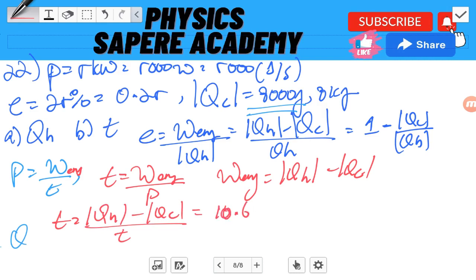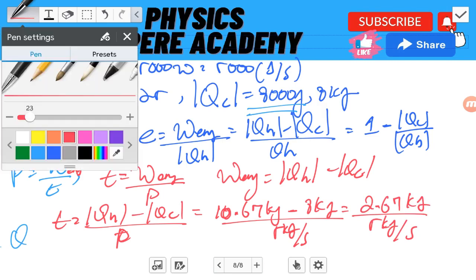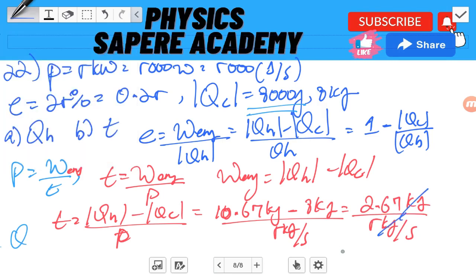QH is 10.67 kilojoules minus 8 kilojoules, over the power, 5 kilowatts, which is joules per second, so 5 kilojoules per second. So this is equal to 2.67 kilojoules over 5 kilojoules per second. So by dimensional analysis, kilojoule by kilojoule cancels, and then I'm left with 0.534, approximately 0.5 seconds. So this is the answer for question number 22.